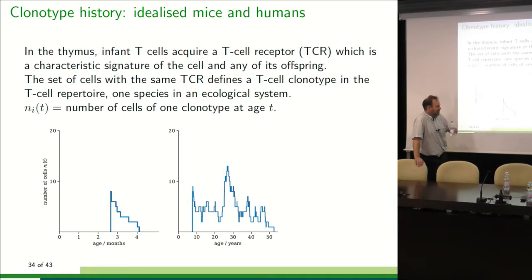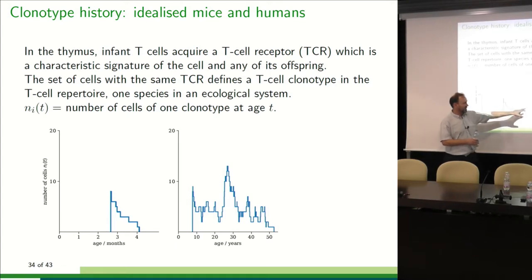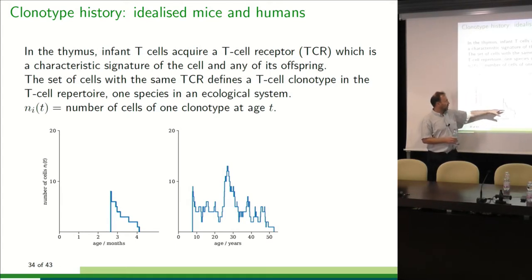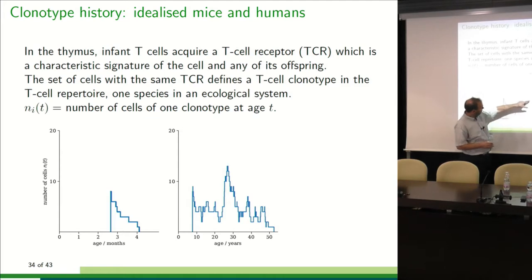Okay, so I could show you the formulas, but I don't have time. But anyway, I don't have to, because you can work out the average of this and the average of this. I mean, the average number over the lifetime of the family. Okay, so the average here is about 3, and the average here is maybe 8, 9.